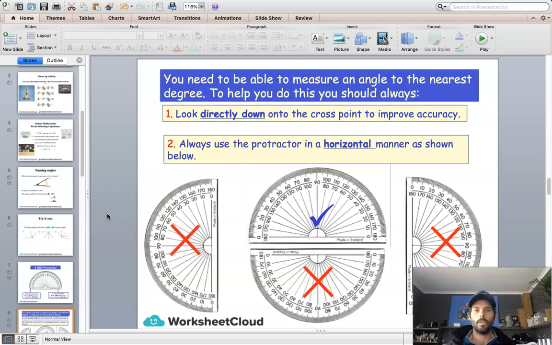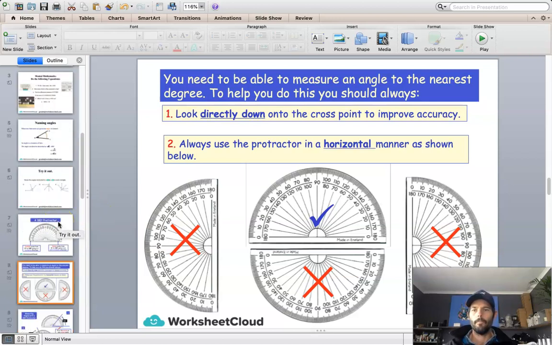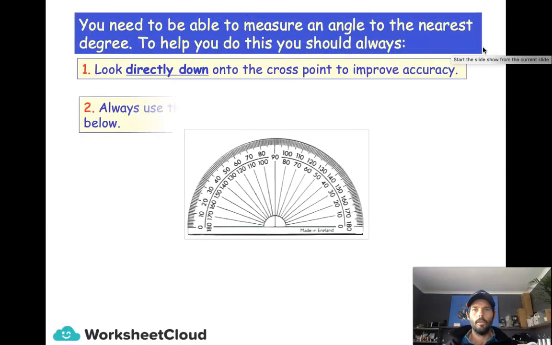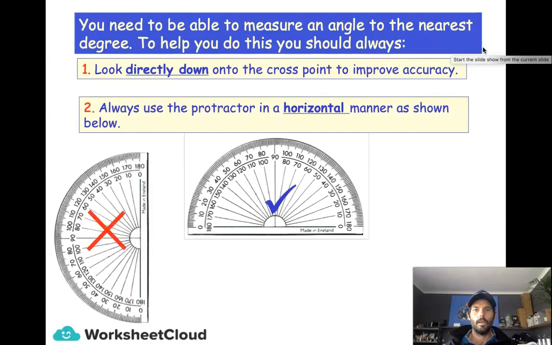Some of you might be asking, how can we use the protractor in a horizontal manner if the angle we have to measure is turned? Well, just turn your book, really. Turn your book or the piece of paper so that the protractor is horizontal, and use your book and your paper to keep the protractor horizontal. So how do we measure with protractors from there? That's just what I've spoken through to you.